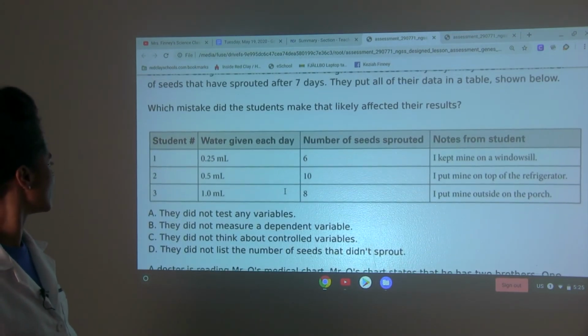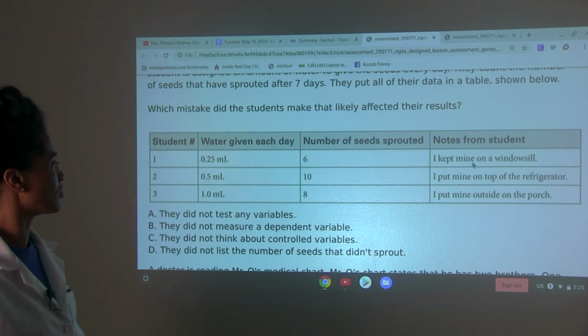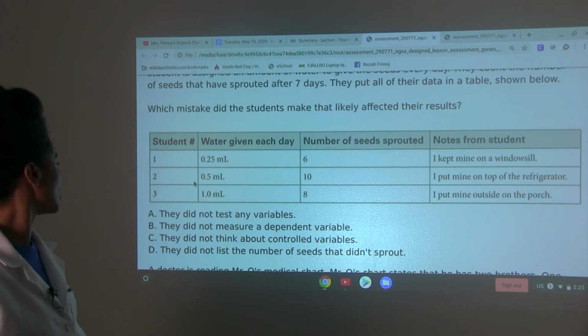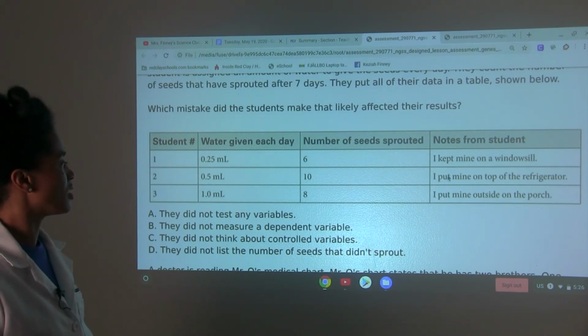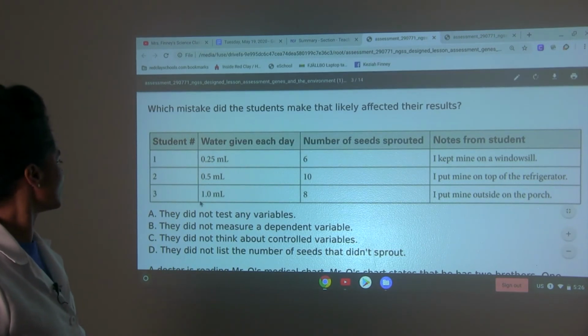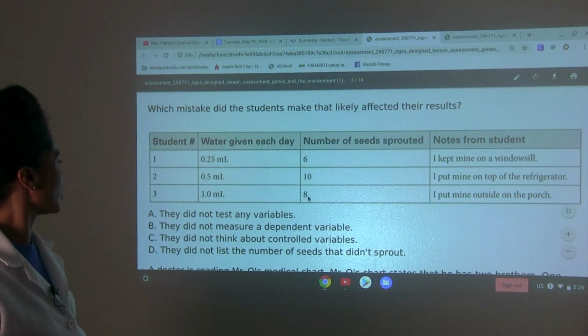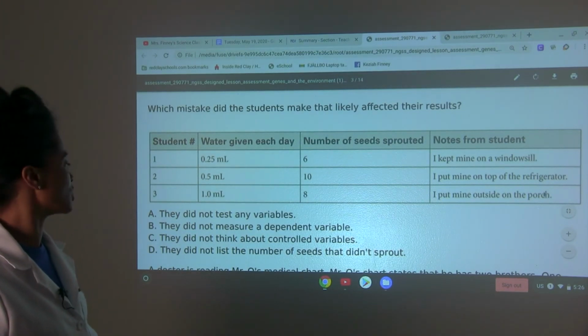Check this out. Student number 1, water given each day. Take a look. Number of seeds sprouted. Take a look at notes from student: I kept mine on a windowsill. Student 2, different amount of water. Number of seeds sprouted was different, 10. This person says, I put mine on top of the refrigerator. Student number 3, even more water. Number of seeds sprouted, 8. Says, I put mine outside on the porch.